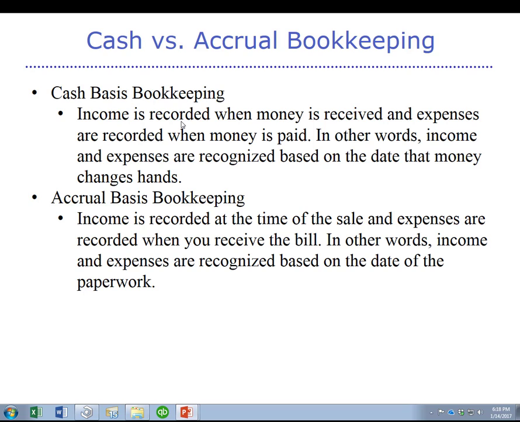Now, however, it requires more work because you have to record the income through an invoice and track your accounts receivable, and you have to record your expenses through a bill, which is accounts payable. So you have to keep more detailed books through accounts receivable and accounts payable. That is accrual basis bookkeeping.